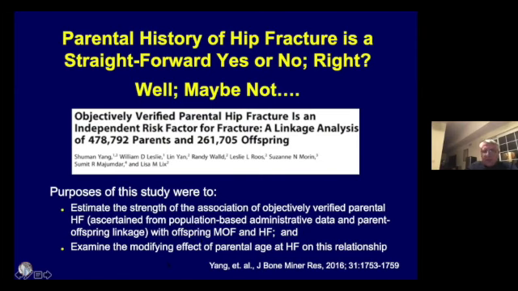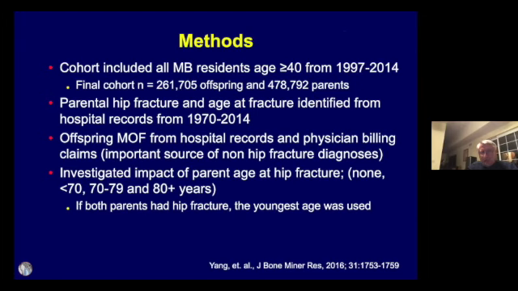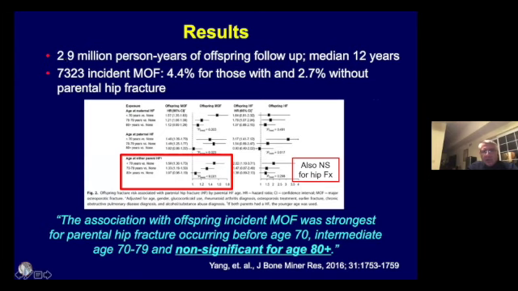And it's the usual Bill Leslie cohort study where they studied a gazillion patients, 250,000 offspring, almost 500,000 patients, and they captured the fracture data from hospital records, the MOF from hospital and physician billing, and then looked at parental age and used the youngest age of parental hip fracture. And of course, they studied almost 3 million person years of offspring follow-up, median follow-up of 12 years.